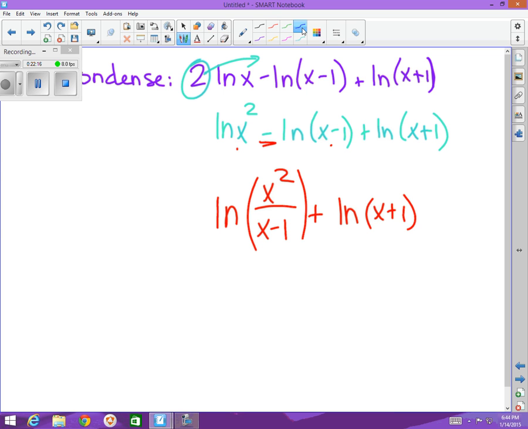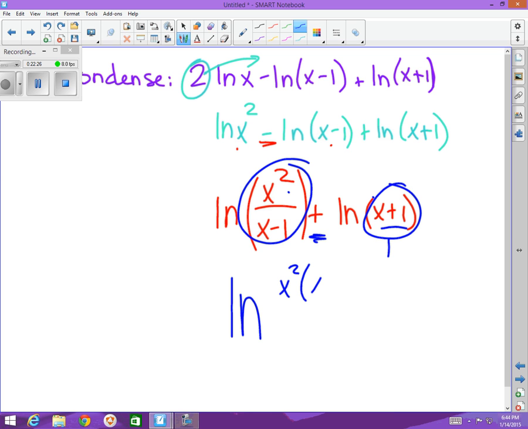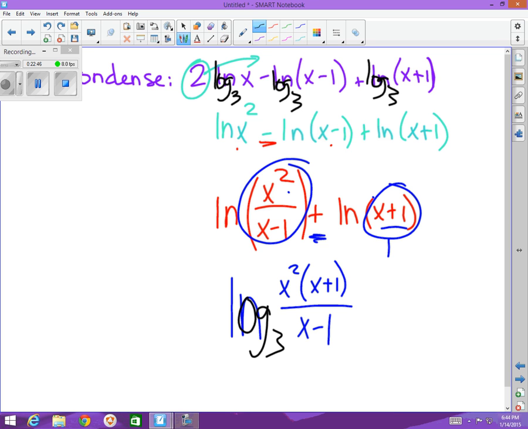And then addition means you have to multiply this and that. So then you're going to get ln of, and that's like over 1, so multiply the numerator. So you have x squared times x plus 1 over x minus 1. And now you have it down to a single logarithm. The answer would be exactly the same if this were log base 3. The only difference is this would say log base 3.